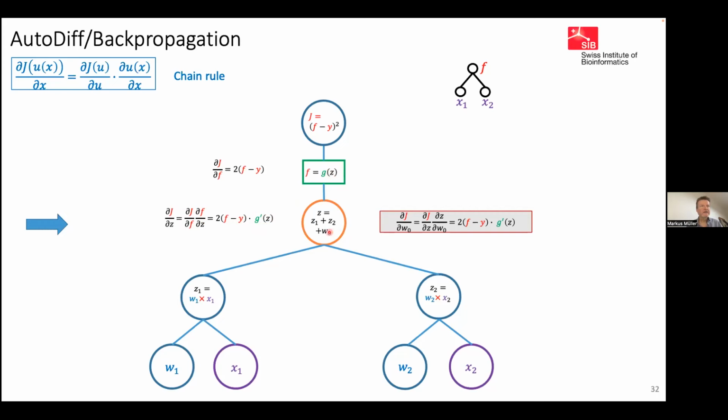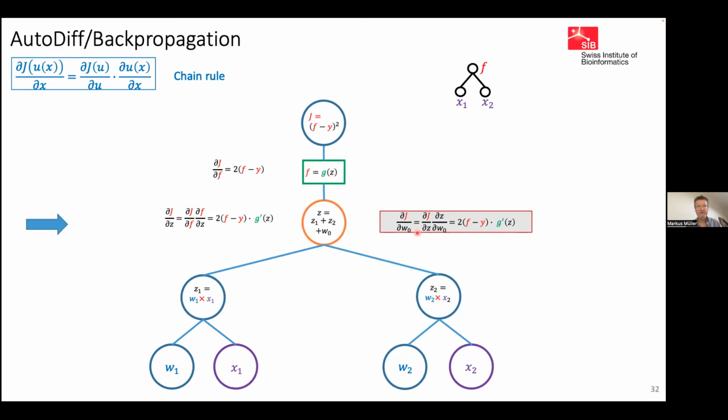Then we combine that in the same node here. We also have the derivative of y with respect to the offset, and we calculate that in the same way. It gives us exactly the same result because this is just the sum here, so the derivative of z with respect to w0 is 1. So it's the same result as this. So we already have one of our gradients, so we already know how j changes with the offset w0.